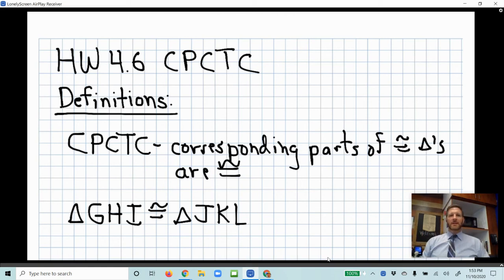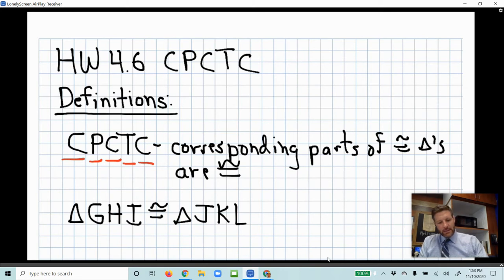Here we are with our last lesson of chapter 4, 4.6, CPCTC, which what on earth does that stand for? It's a pretty long acronym, and it stands for our one and only definition for this lesson, and that is corresponding parts of congruent triangles are congruent. Let me say that again for each letter. Corresponding parts of congruent triangles are congruent.